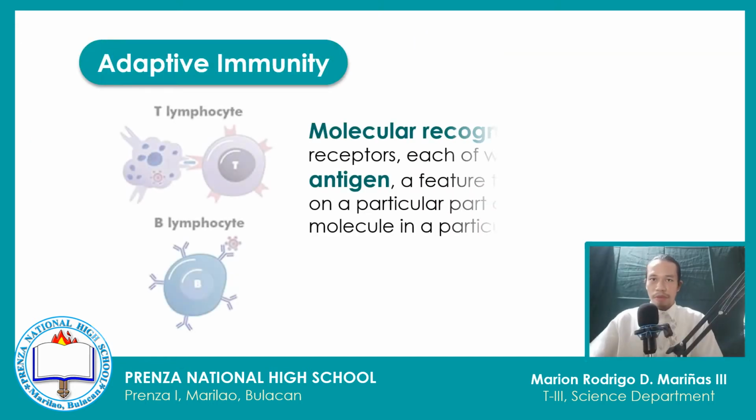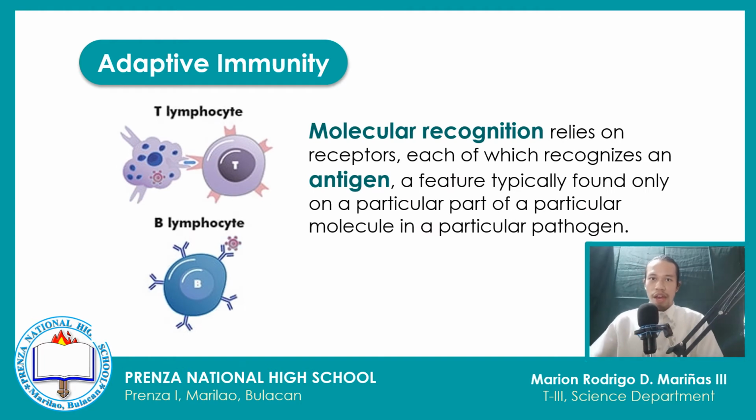Meanwhile, in adaptive immunity, molecular recognition relies on receptors, each of which recognizes an antigen, a feature typically found only on a particular part of a particular molecule in a particular pathogen. As a result, recognition and response in adaptive immunity occur with tremendous specificity.